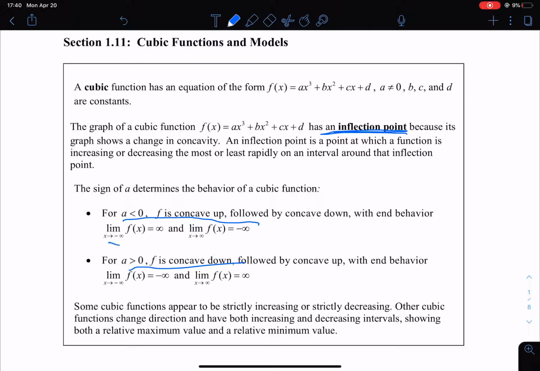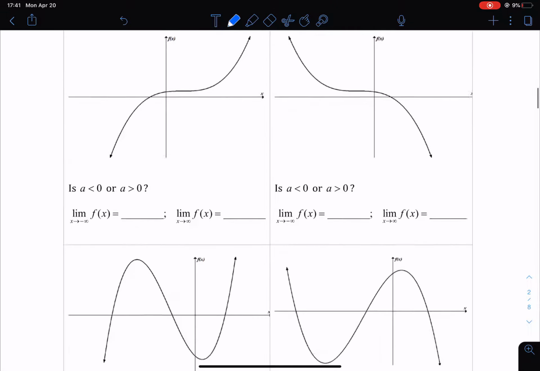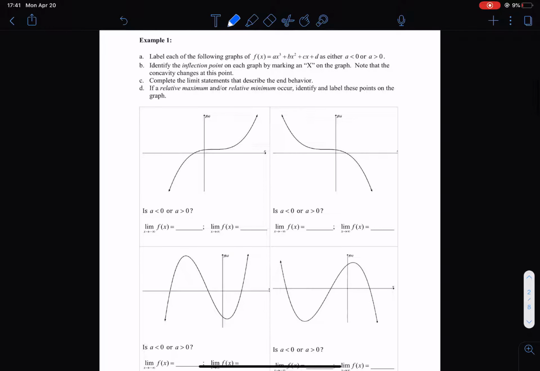And the end behavior. All right, so let's see one example. You can see we have different types, even though this one is concave down, concave up, concave down, concave up, both of them have an inflection point. But this one is increasing all the time, while this one is increasing, decreasing, increasing, decreasing. So these are two different types of functions, but the sign of a is the same.